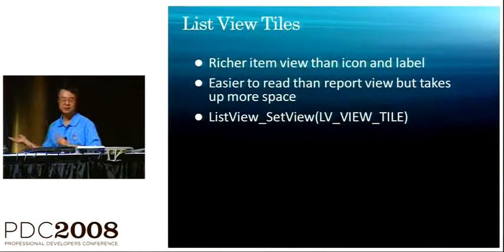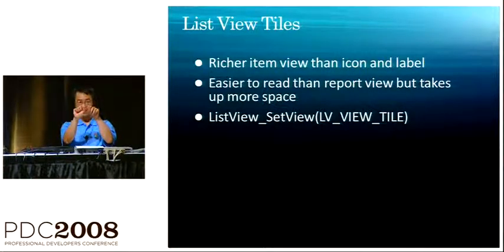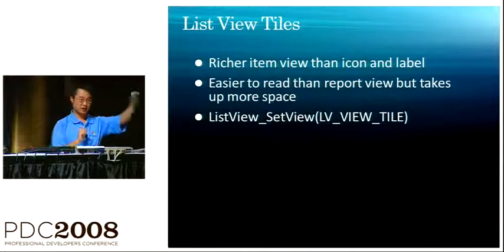List view tiles, I'm sure you've all seen. This is where list view, instead of placing the label for an item below, puts the label next to the item. And in addition to it, provides some bonus information in additional lines of text that come below it. This is a richer view than a simple icon and label, but it's easier to read than report view because all the information is in one place rather than making your eye have to scan all the way across the row.